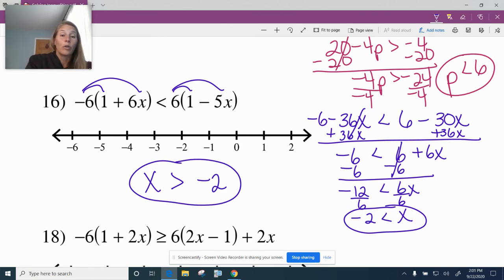Now I'm going to graph it. Open circle at the negative 2, and x is greater than negative 2, so that's going to go to the right.